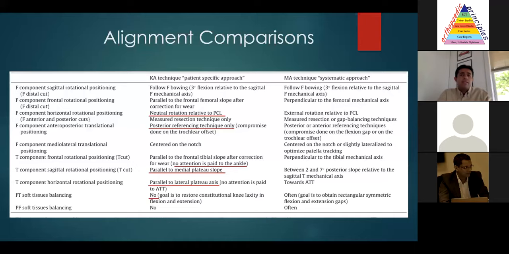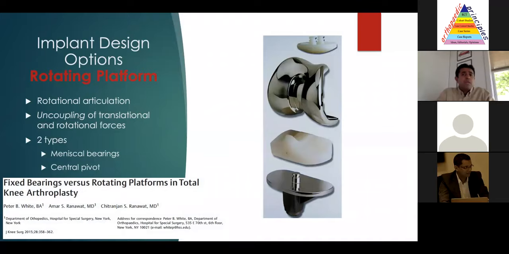the bone cuts. And again, in the patellofemoral compartment, there is no balancing in the kinematic technique. And often we have to balance that in the mechanically aligned technique. So that's kind of the basic definition or comparison between kinematic and mechanical alignment.